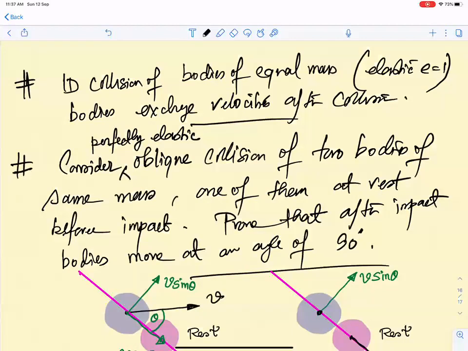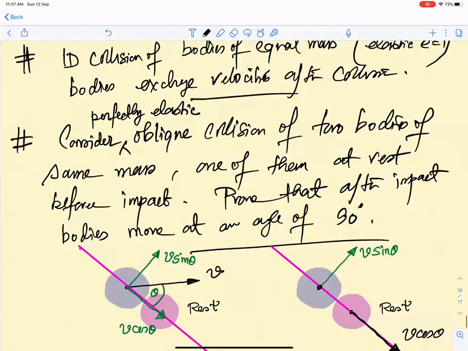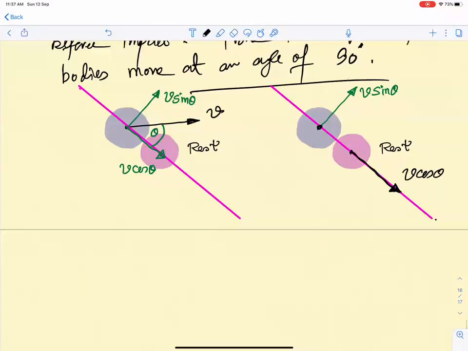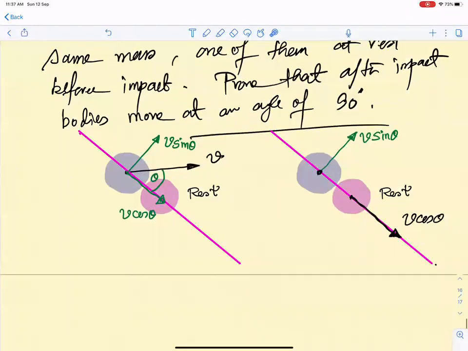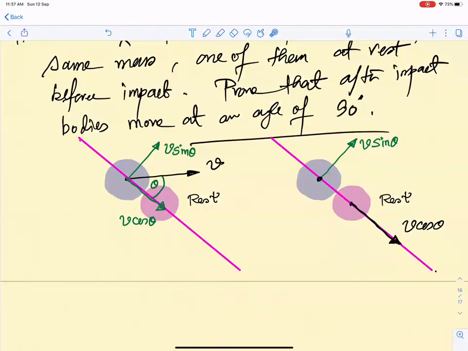In a 1D collision of bodies of equal mass, bodies exchange velocity. Along the line of impact, it is like a 1D collision. So forget about whatever happens in the y-axis perpendicular to the line of impact, because nothing will change in that direction. So this proves that the bodies, as you can see from the diagram, move at an angle of 90 degrees.